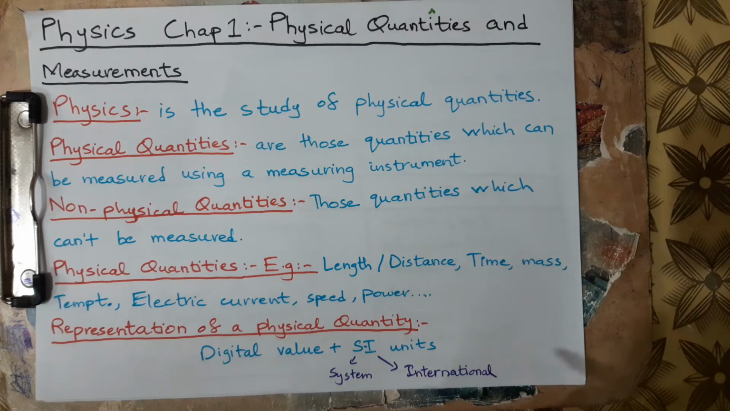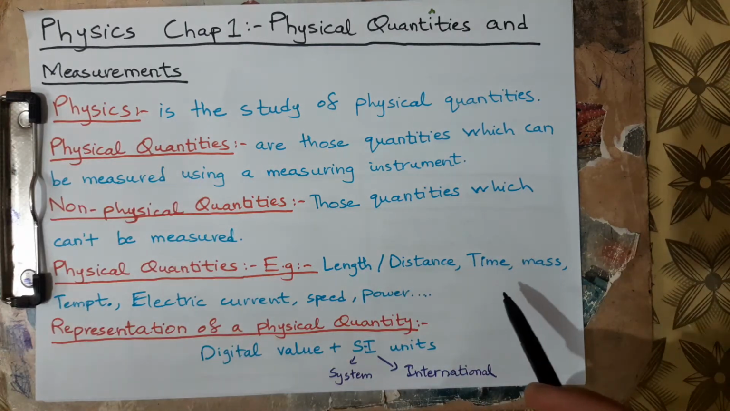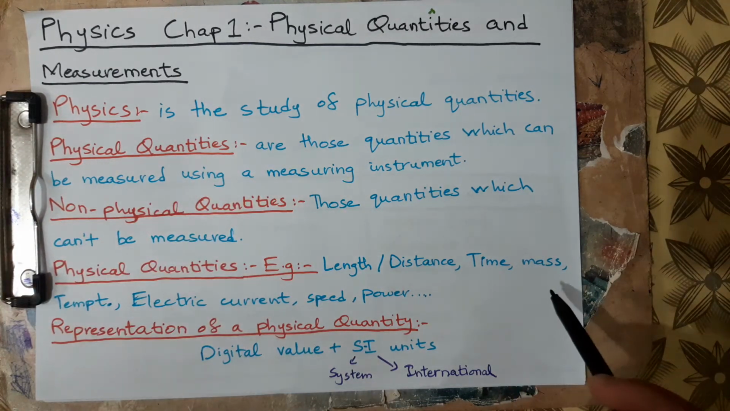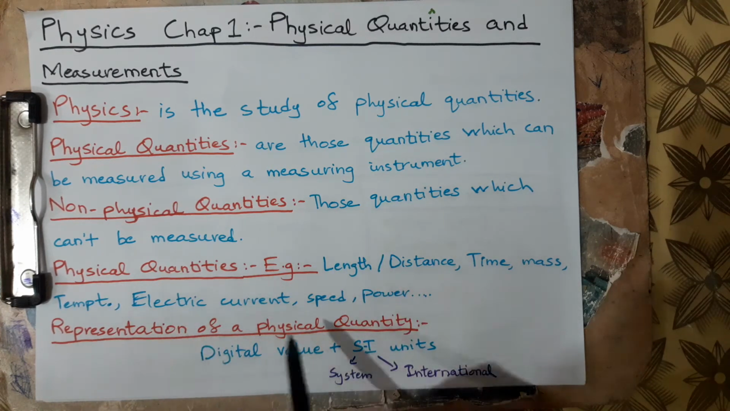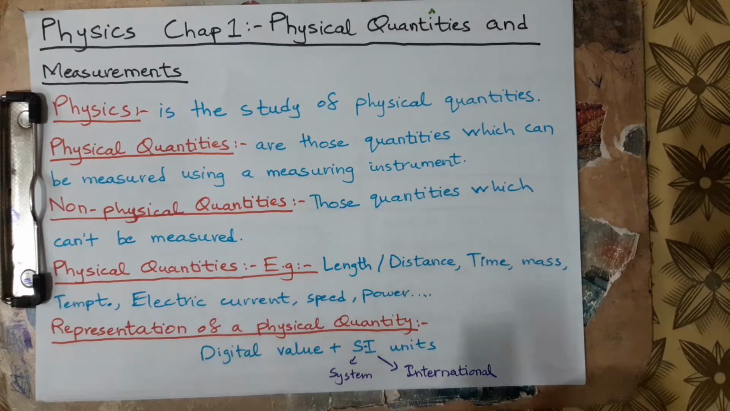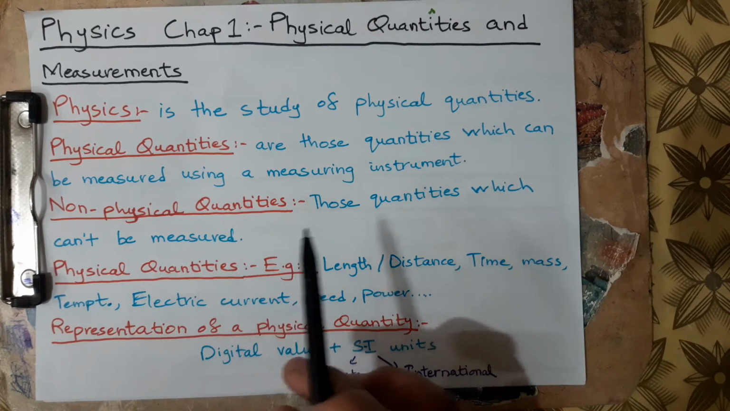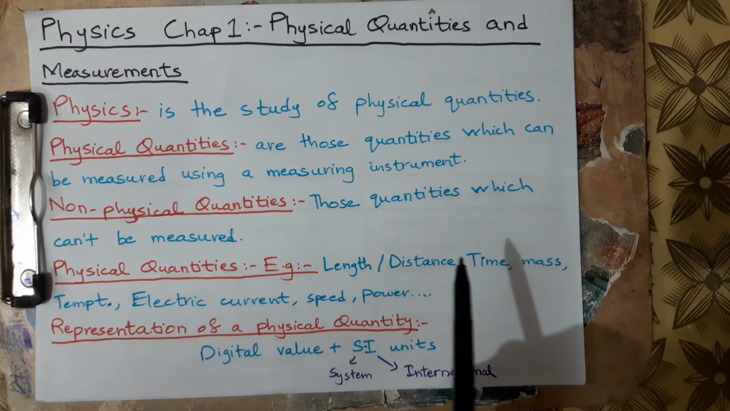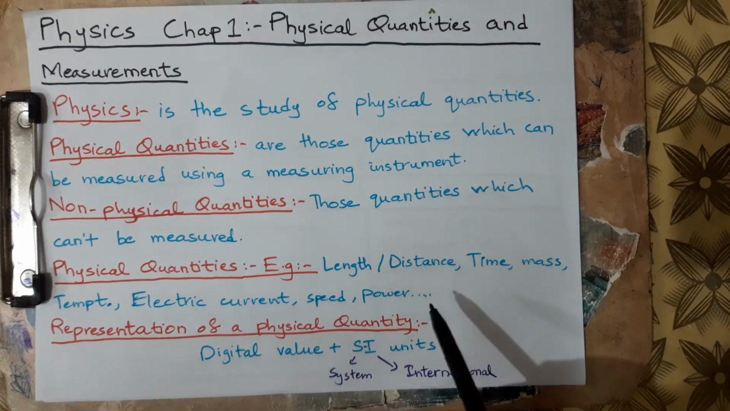You can measure length or distance like 100 kilometer, like town A is 100 kilometer far from town B, and time you can measure that it's 510, 511, and mass you can measure 1000 kg, 1000 grams, and temperature 50 degrees Celsius, electric current, speed and power, etc. So remember that physical quantities are those quantities which can be measured using a measuring instrument, whereas non-physical quantities are those quantities which can't be measured. Like in physical quantities, we can give these examples listed.